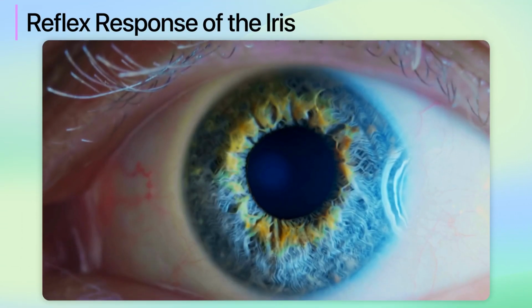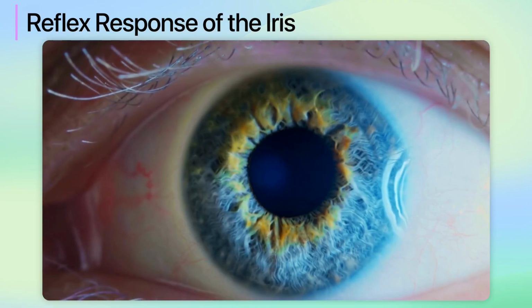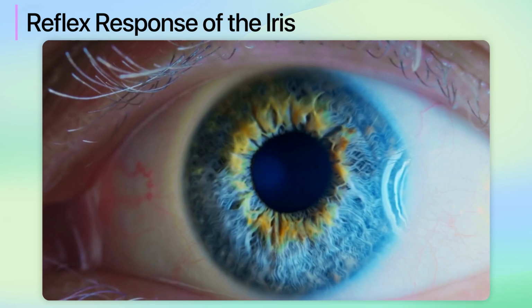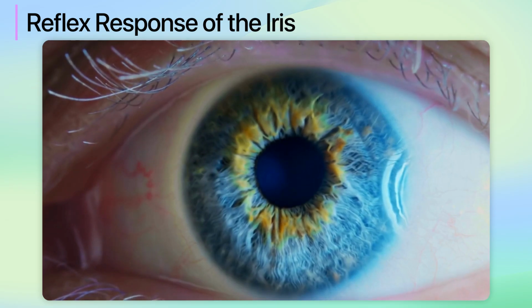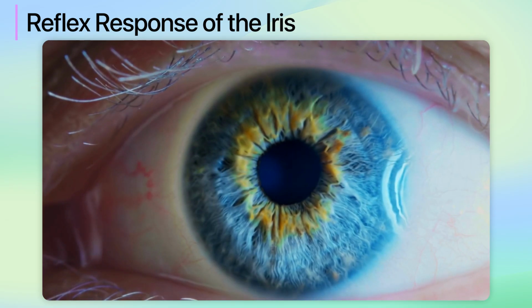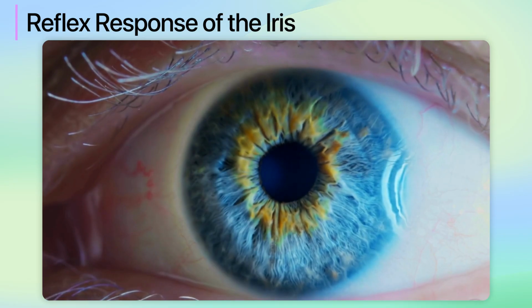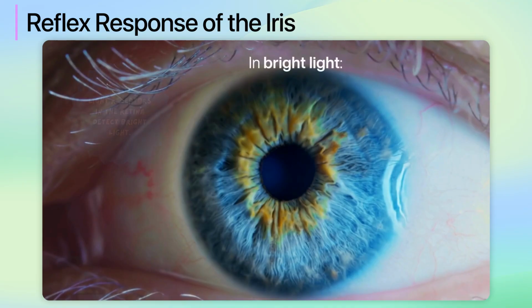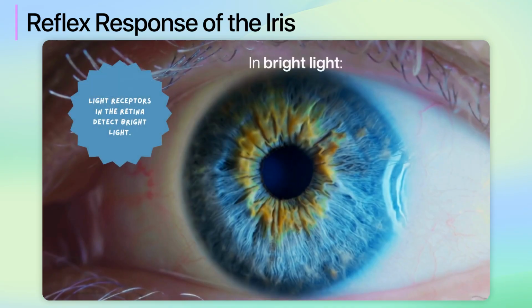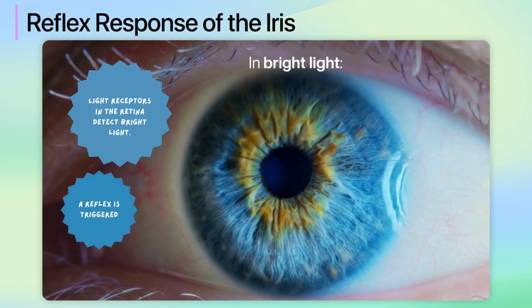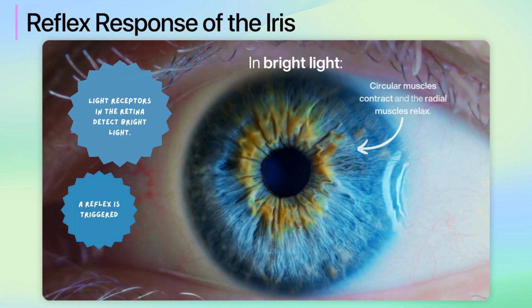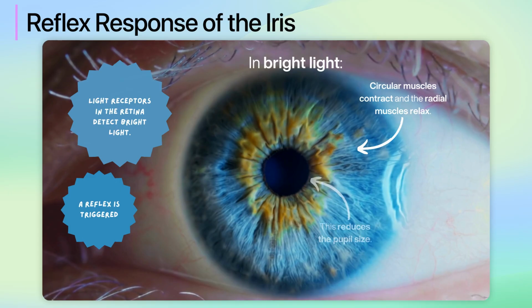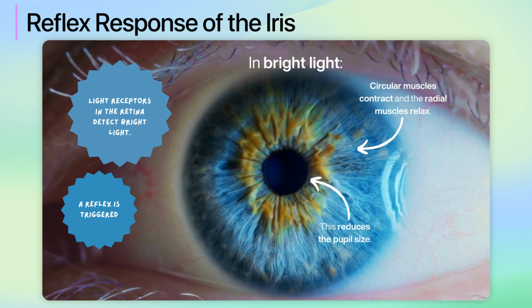The iris has a reflex mechanism to protect the eye from damage caused by very bright light and to optimize vision in dim lighting. This mechanism involves two sets of muscles, circular and radial muscles. In bright light, receptors in the retina detect this bright light, and a reflex is triggered, causing the circular muscles to contract and the radial muscles to relax. This reduces the pupil size, limiting the amount of light entering the eye and protecting the retina.